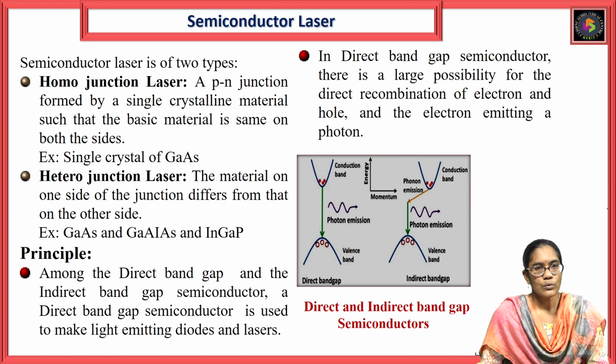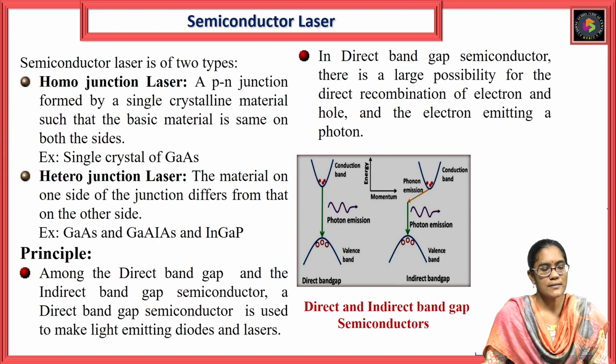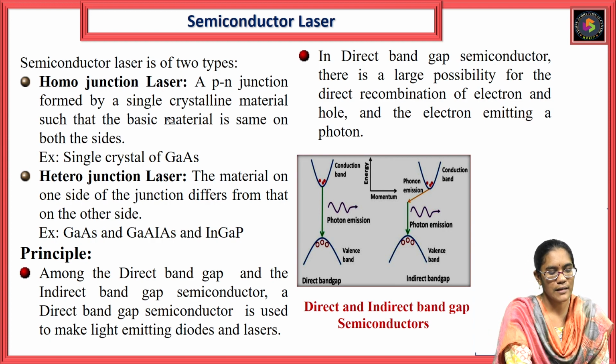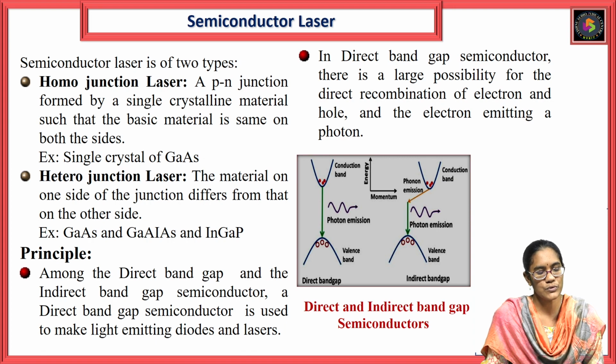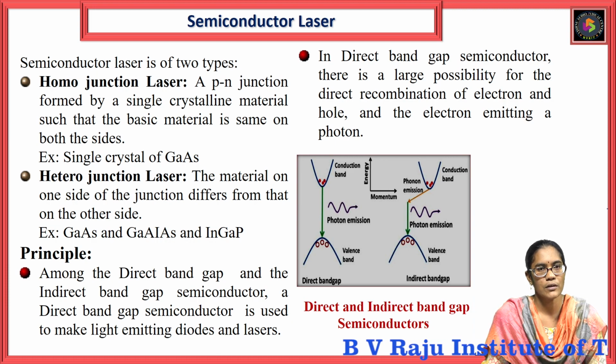The working and principle are the same for the homojunction laser as well as the heterojunction laser. There is a little difference in construction. In the case of the homojunction laser, a single crystalline material is used, and in the case of the heterojunction laser, two different semiconducting materials are used. Today I'll explain the homojunction diode laser. The main principle for this homojunction diode laser is the recombination of electron hole pairs.